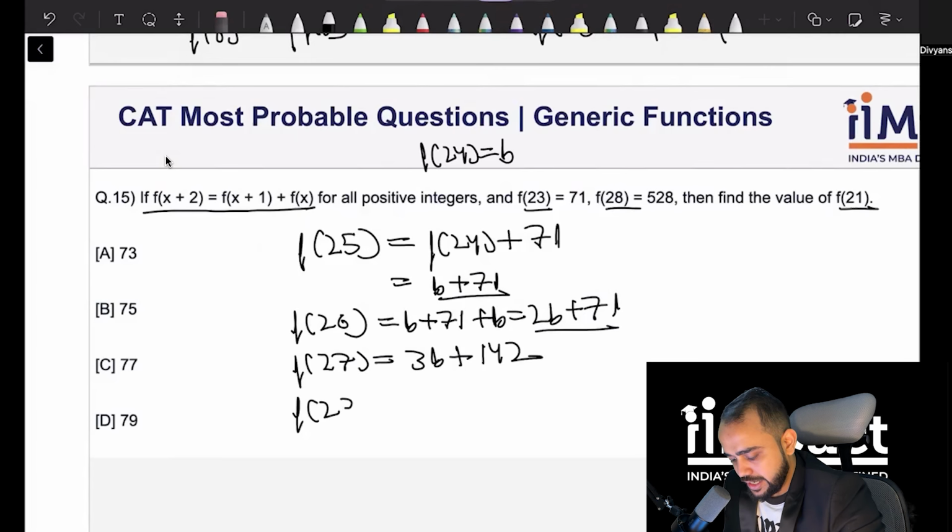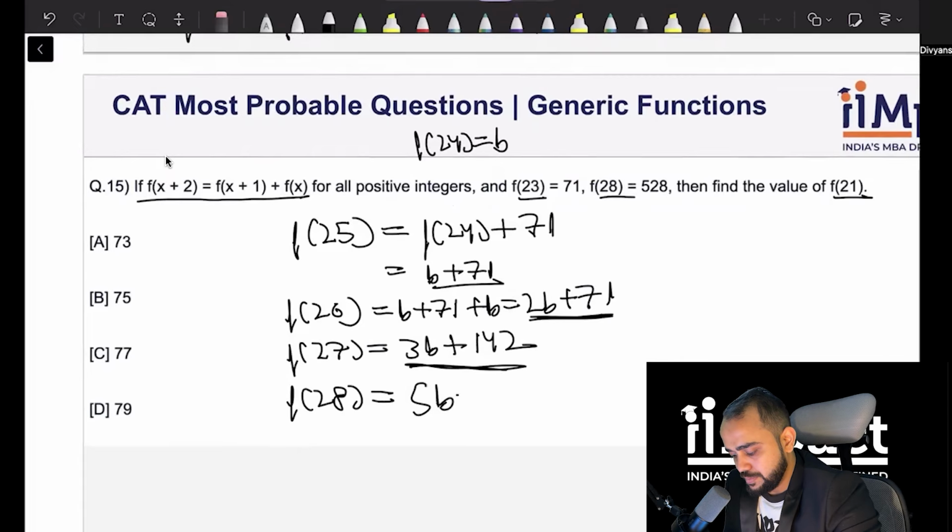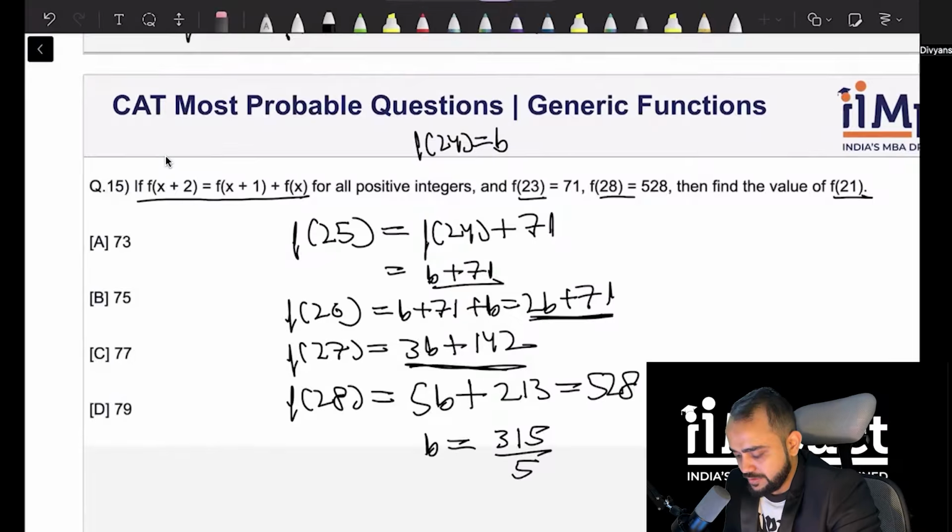And f(28) is going to be the sum of the last two terms. So that is 5b plus 71 into 3. It's been taken three times, so 213. And this value is given to me as 528, which means b turns out to be 528 minus 213, that is 315, divided by 5, or 63. So f(24) I have gotten as 63.